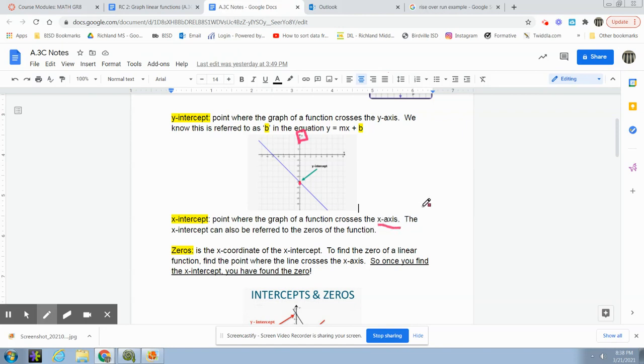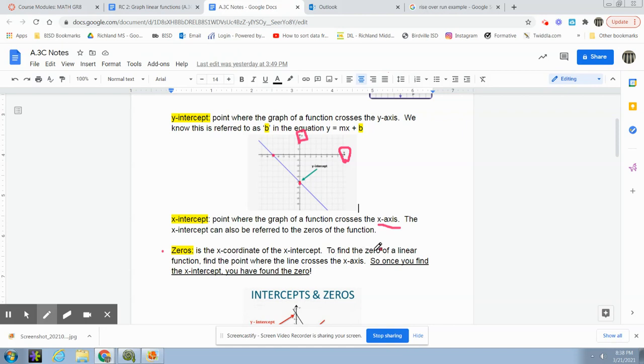Okay, we never talked about that, you were in 7th grade pre-AP or maybe 8th grade math. And the x-intercept can also be referred to as the zeros of the function. So for this example here, we can see that the x-intercept is also -5. That is where it crosses the x-axis. And then once again, zeros, it is the x-coordinate of the x-intercept.